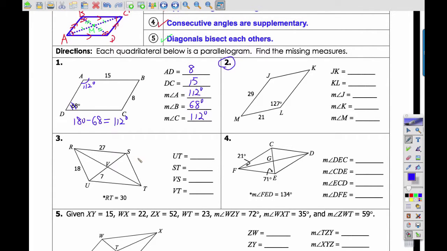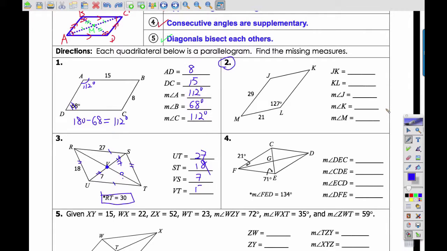Number 3, here we have parallelogram RSTU, and RU is 18, RS is 27, so UT must be congruent to RS, and ST must be congruent with RU, so that's 18. VS is right here, because RT and US are diagonals. Their intersection is the midpoint. Therefore, VS must be 7. That would be 3 tick marks. So VS is 7, which is congruent to UV. Now VT is right here. Since we're given RT, the whole thing is 30, half of 30 is 15, because again, V is the midpoint, right?